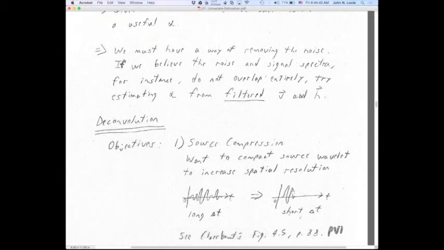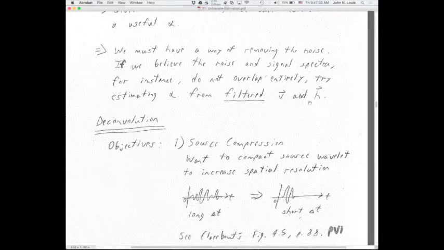So we've got to have a way of removing the noise. If we believe the noise and signal spectra, for instance, don't overlap entirely, then we might try estimating alpha from time-filtered versions of V and H, okay? This is what seismologists do every day. They try to find a filter that takes the noise down to a reasonable level. All right, and being exploration seismologists and being able to have arrays of data recordings, we can use spatial filters as well, and really, the operations like the coherency, what's that called again?